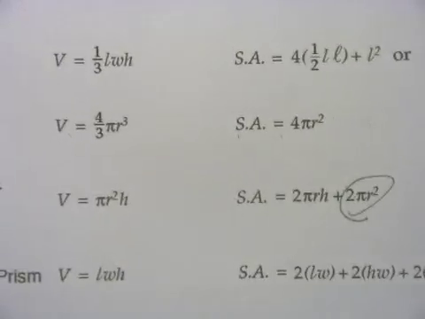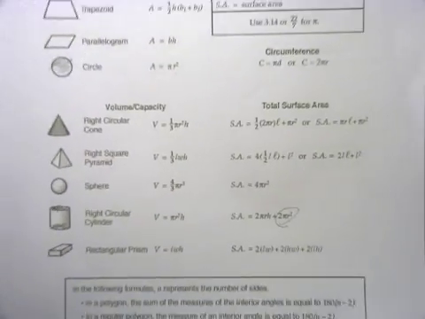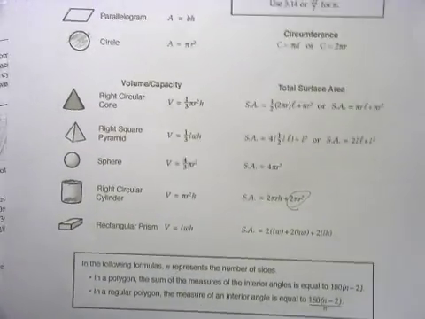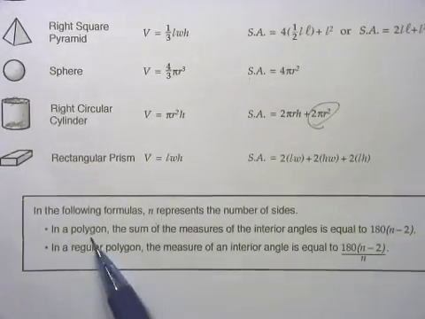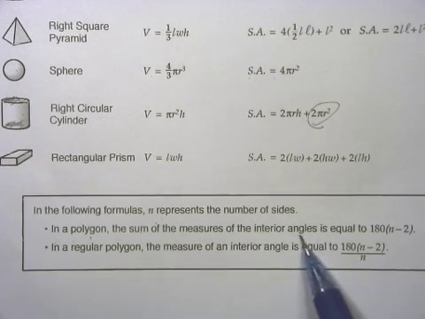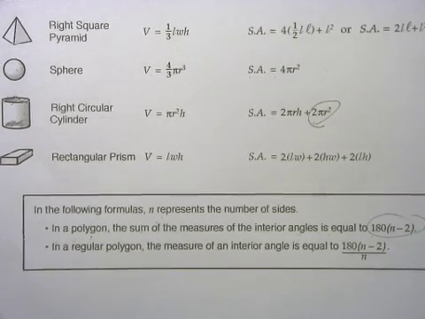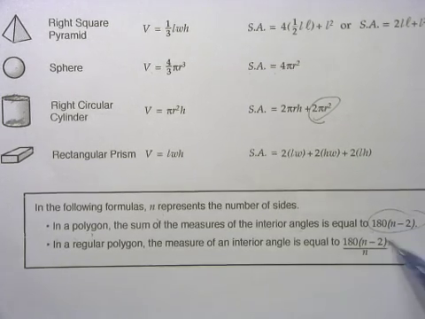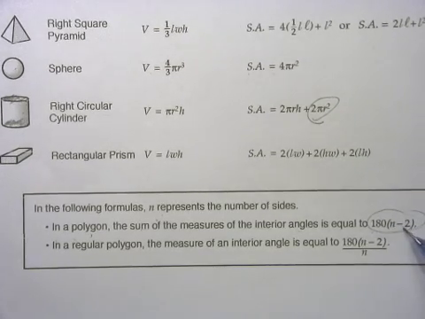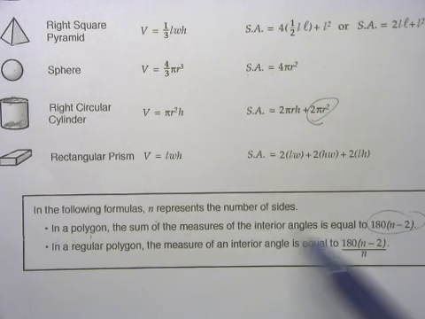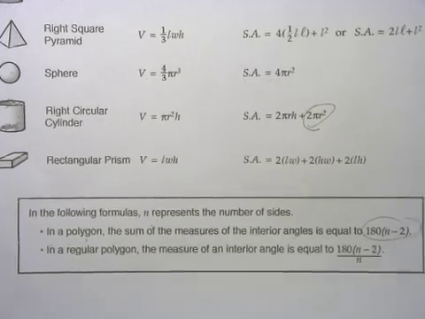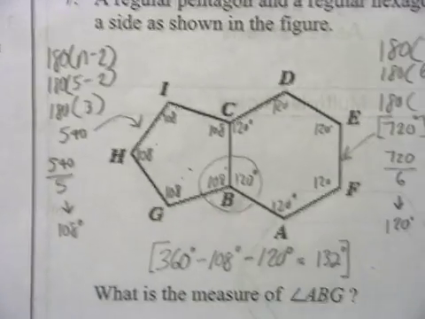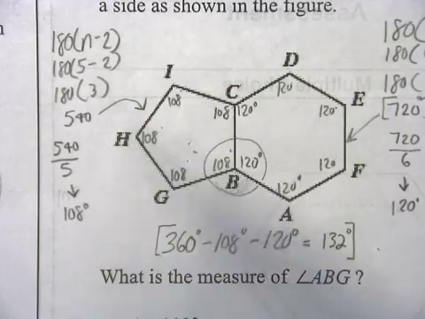Well, if you remember and you look at your reference sheet, at the bottom of your reference sheet, right guys, it tells you that in a polygon, the sum of the measures of the interior angles is equal to this formula right here, 180 times n minus 2. So you can use this formula to know how many degrees there are inside any regular polygon, right? 180 times n minus 2.